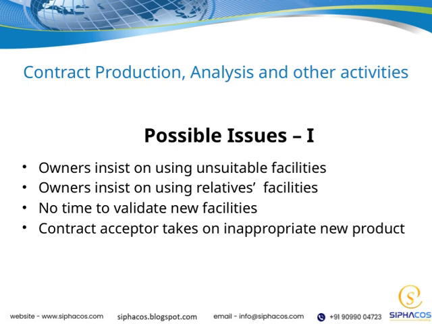We also see situations where the contract acceptor takes on new products that aren't appropriate for their current operations, which can cause risks or delays. Finally, activities like contract production, analysis, and other related tasks can pose issues if they're not properly managed or aligned with the overall project objectives. All these points highlight the importance of clear communication, proper planning, and thorough validation to avoid these pitfalls and keep the project on track.